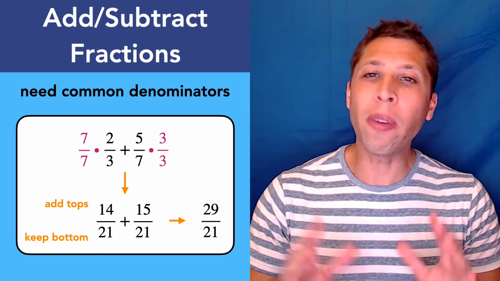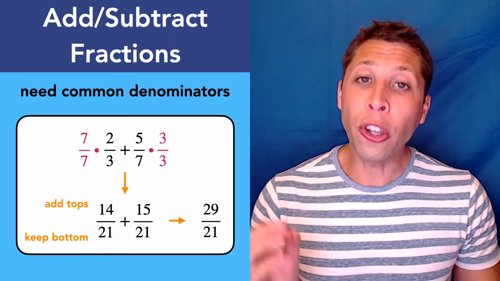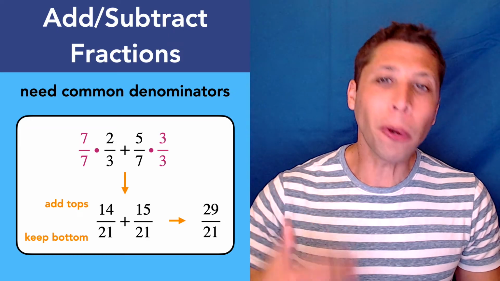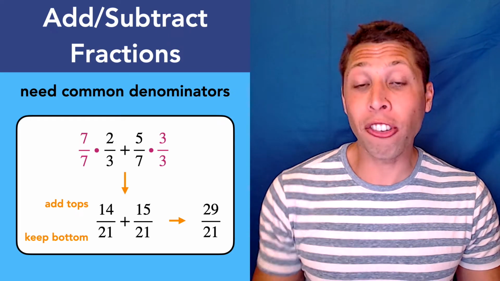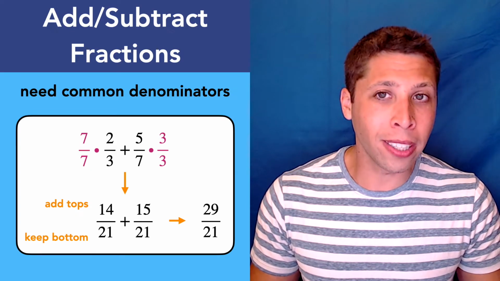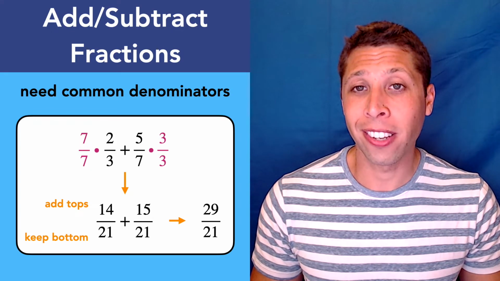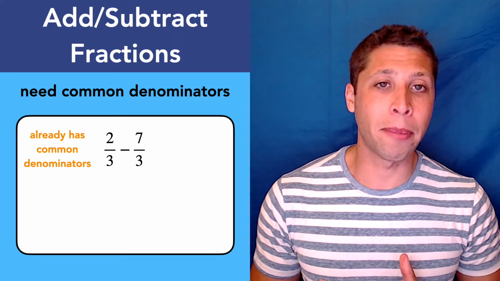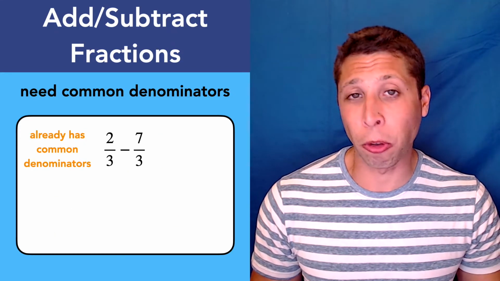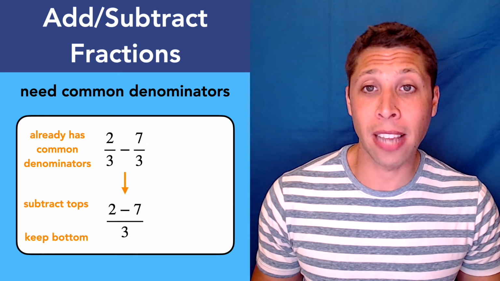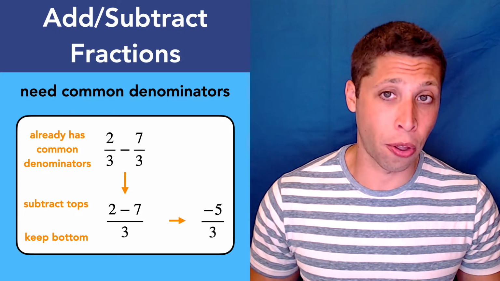In other words, when we make common denominators, we're using the properties of the number 1 to help us out. It's like we're unreducing these fractions, changing how they look without changing their value. 14 over 21 is still equivalent to 2/3. It just looks different. Of course, if we start with common denominators, then we don't need to do any of this multiplication. If we have 2/3 minus 7/3, we can just subtract the tops right away to get negative 5/3.